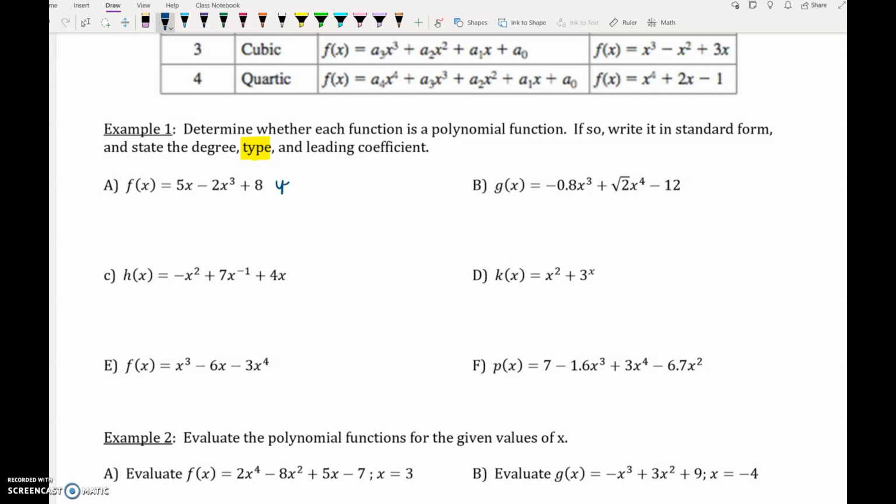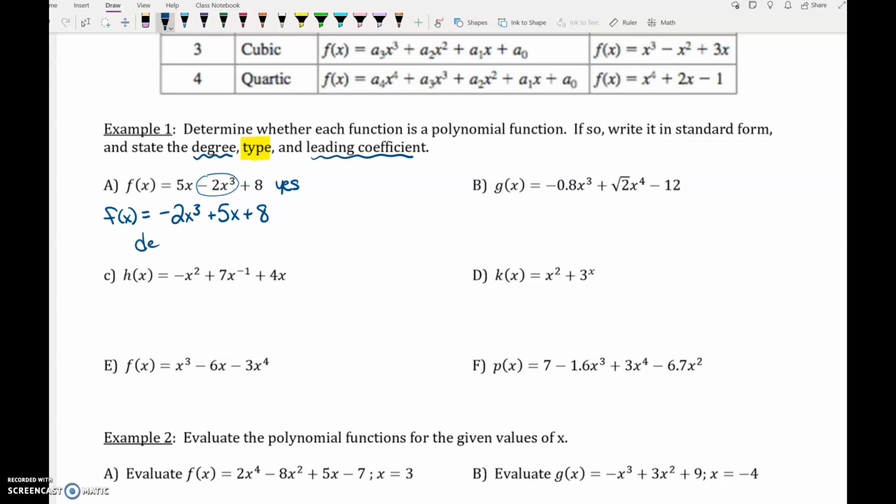I'm just going to write yes for polynomial. We need to write it in standard form. We would start with negative 2x to the third, then 5x, then 8. Whatever symbol is in front of the term, attach that symbol to the term that comes right after. Once it's written in standard form, we need to state the degree, the type, and the leading coefficient. Honestly, I care the most about the degree and the leading coefficient.